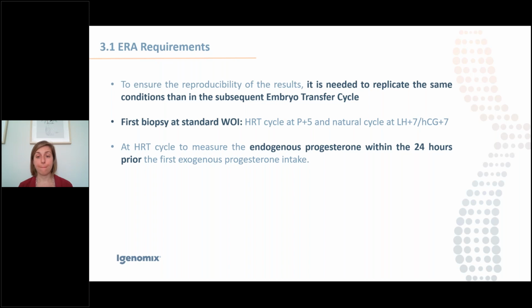Thanks, Maria. You're welcome. Maria, we have this question from Dr. Swapna. Is the ERA result still valid if the patient conceives after personalized embryo transfer, but unfortunately it results in a miscarriage? Is the ERA report still valid in such cases?